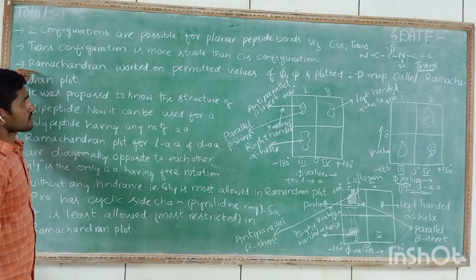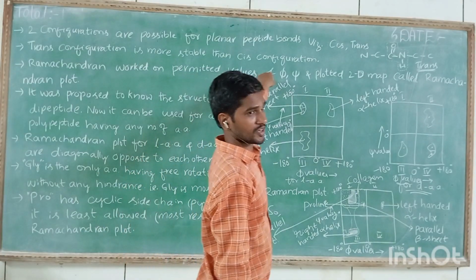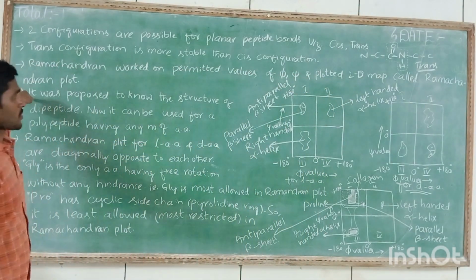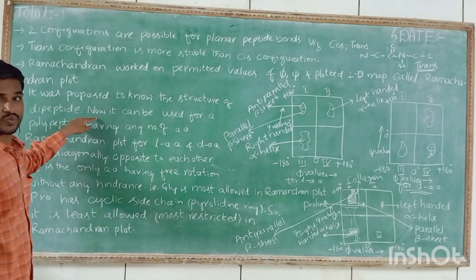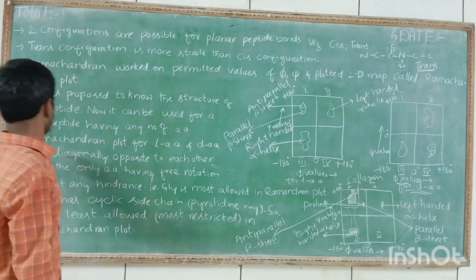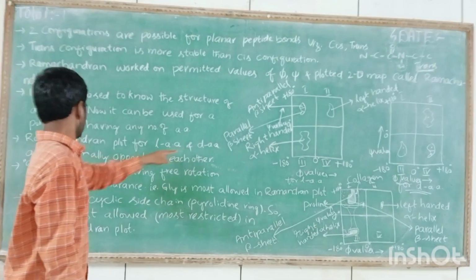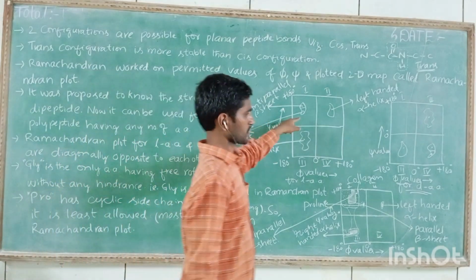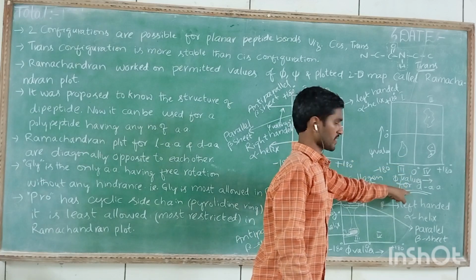So Ramachandran worked on combinations of phi and psi values and plotted a 2D map called the Ramachandran plot. It was proposed to understand the structure of a dipeptide, but now it can be used for a polypeptide having any number of amino acids. The Ramachandran plots for L amino acids and D amino acids are diagonally opposite to each other, which we can see from these diagrams. This one is for L amino acids, this is for D amino acids.